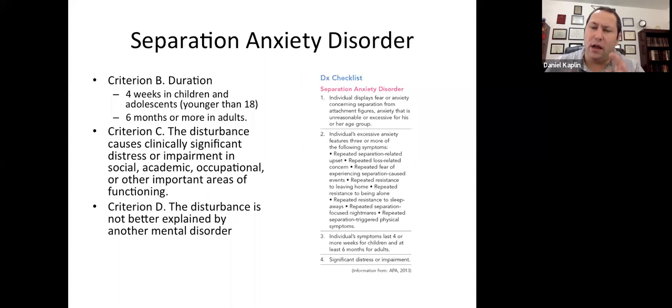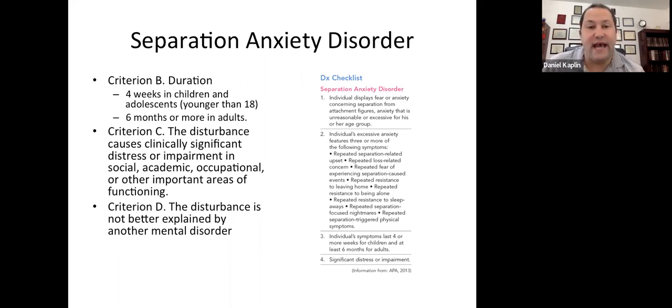So, of the previous two slides, you need a minimum of three criteria. You don't need all of them, you need three. Now, we also have a duration criterion. For children and adolescents under the age of 18 to meet this criteria, you only need 4 weeks of having this disrupted anxiety, fear of separation is sufficient. But in adulthood, it's a chronic condition, so we need 6 months or longer.